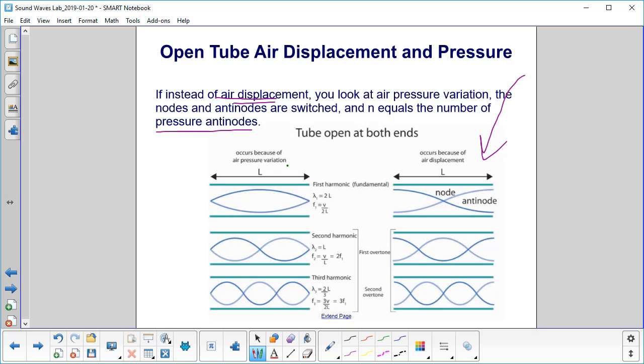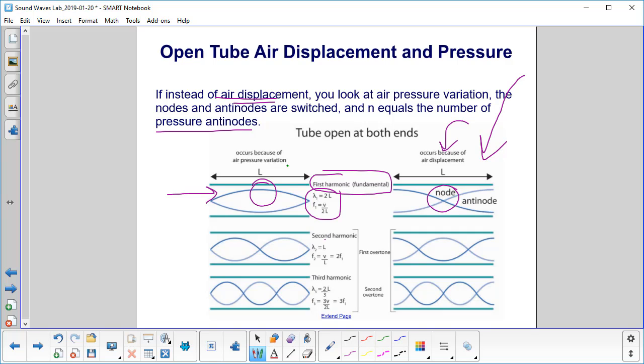So let's go through this. Our first harmonic, or the fundamental frequency, in this case, this is what we did before, n is the number of nodes. So what do we have here? We have one node, and you see here F sub n is equal to F sub 1. So that is our first harmonic. Now if you go over to the air pressure variation, you can see that we have one antinode.